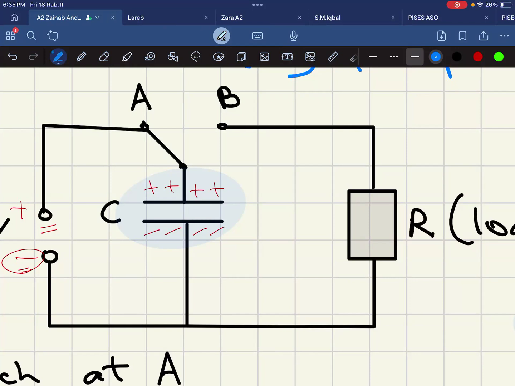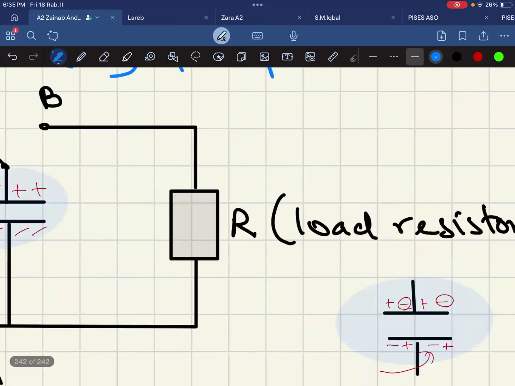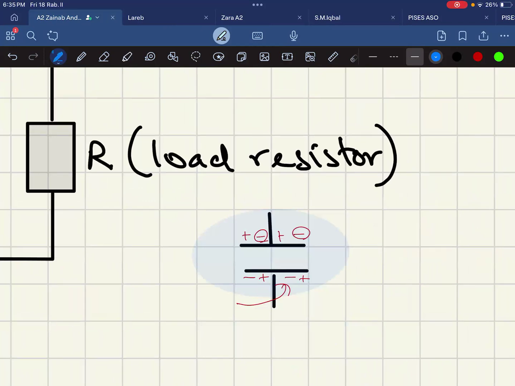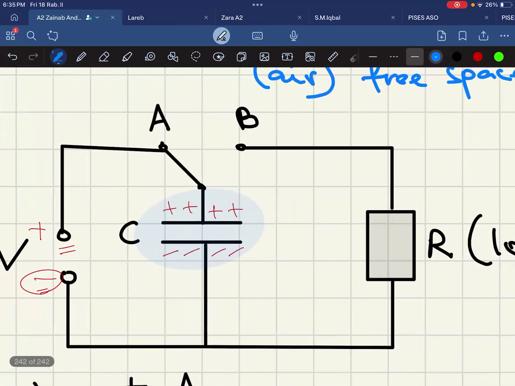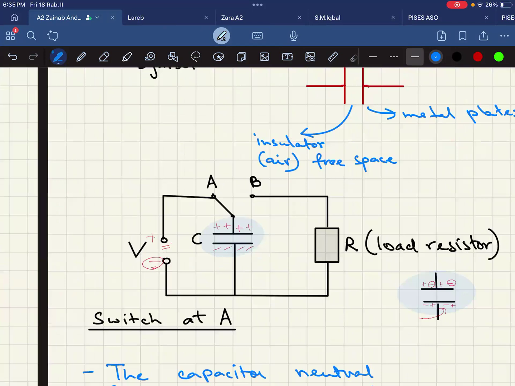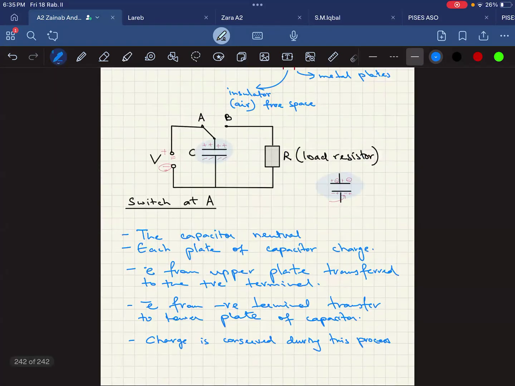They are not given to the upper plate. I mean, I'm talking about the change. This is a change that takes place in the capacitor from when it did not have any energy. Now it has got energy. I hope I'm clear to you people, right? Yes. So this is called charging of a capacitor. Capacitor is charged in this way.